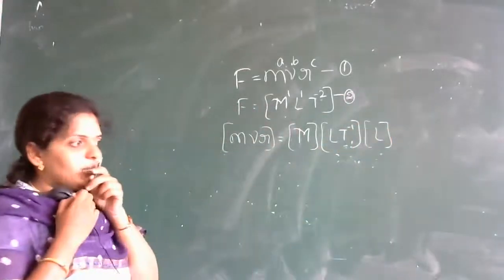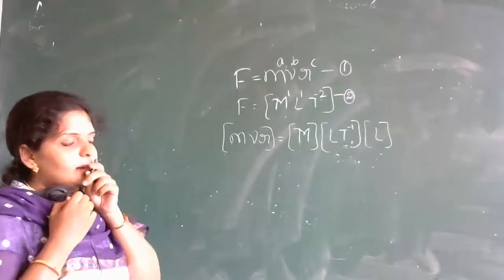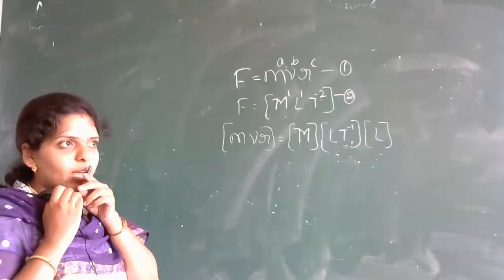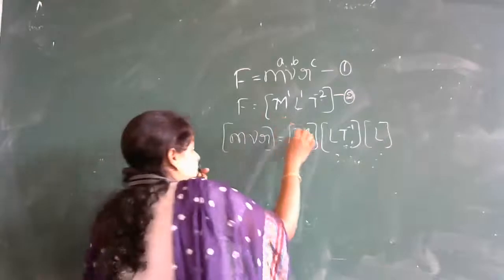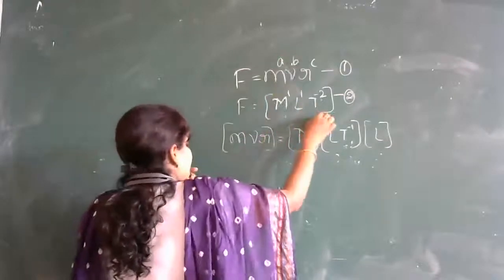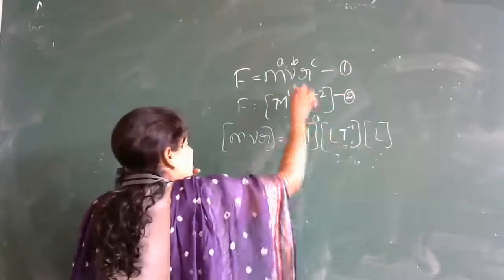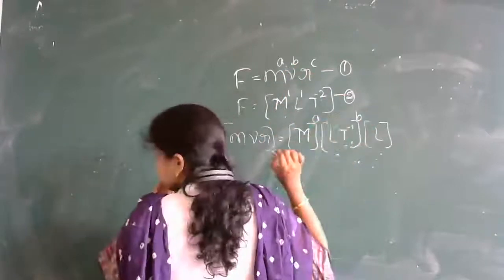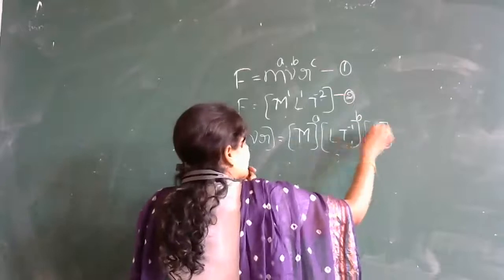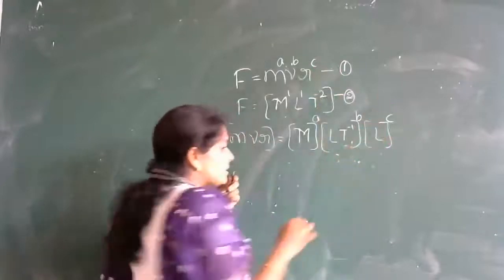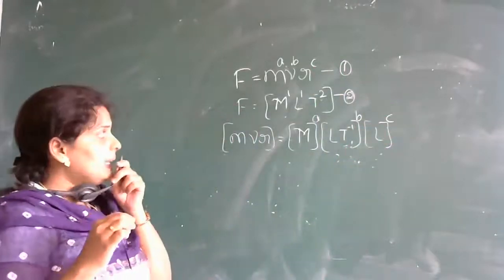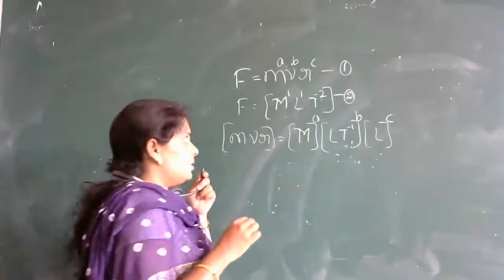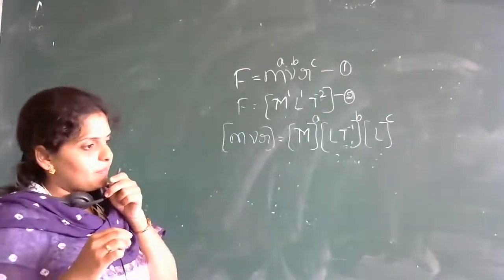Are you getting till here? Any difficulty, students? Now whatever power you have, just write the power. Here we have m to the power, in equation 1, it is a. In equation 1, for speed, the power you will get is b. Then next, for radius, the power you will get is c. Till here any doubt? Till equation 2, then the next step.